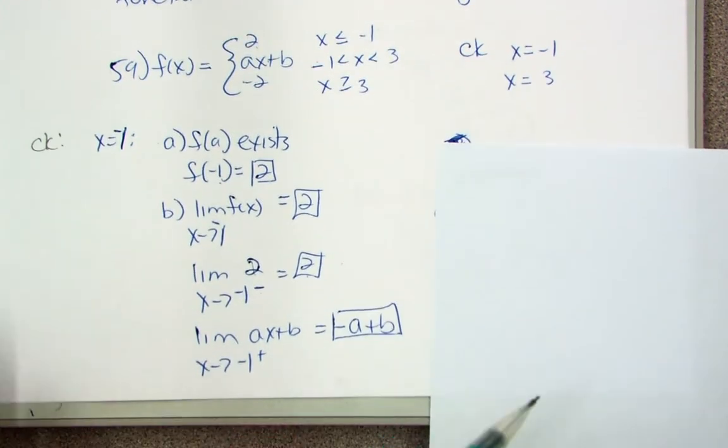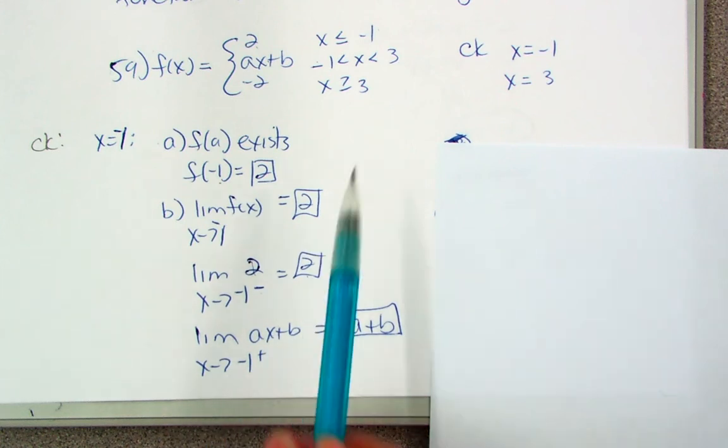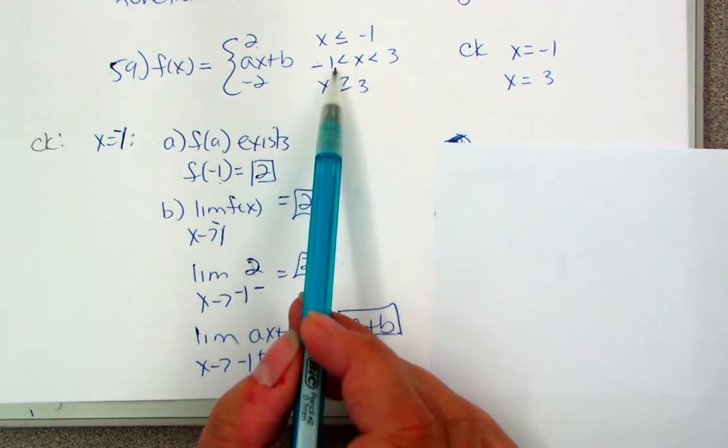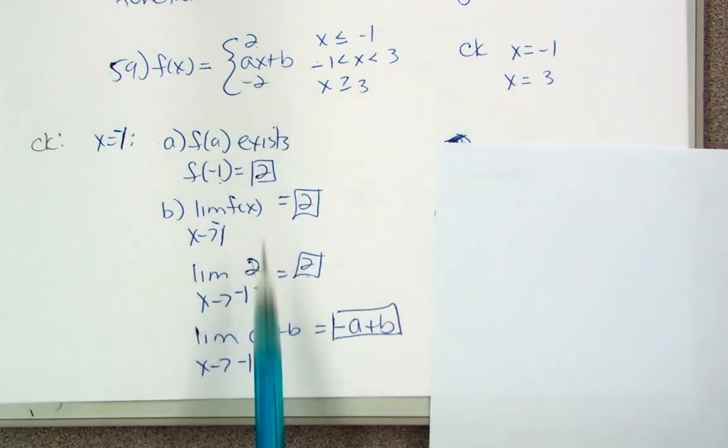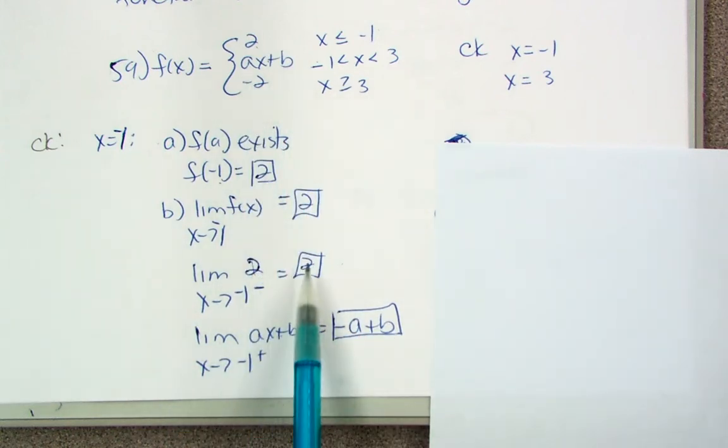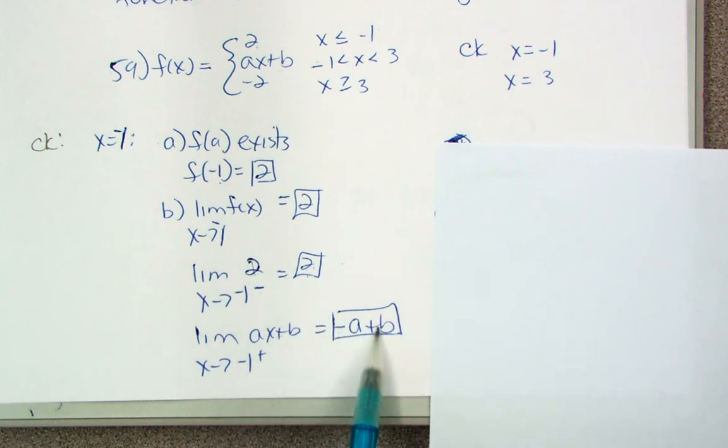The second one, the limit as x is approaching negative 1 from the right. Well, this is negative 1 from the right, that's just above negative 1. I'm going to use this piece. Now, don't worry about that. You don't know what this is. You already know this limit is 2. When you put in negative 1 for x, it is now negative a plus b.